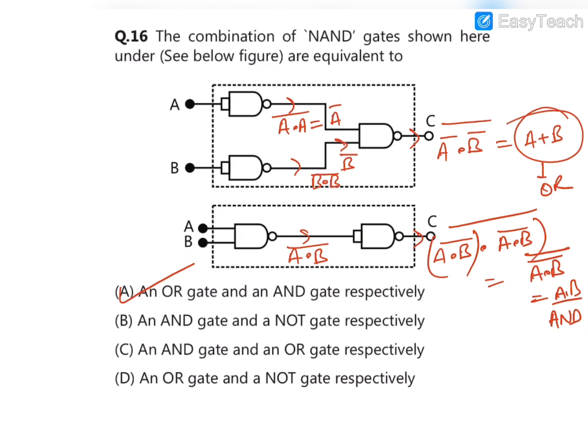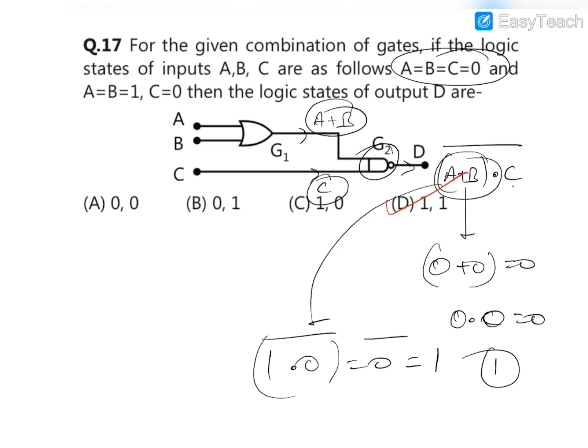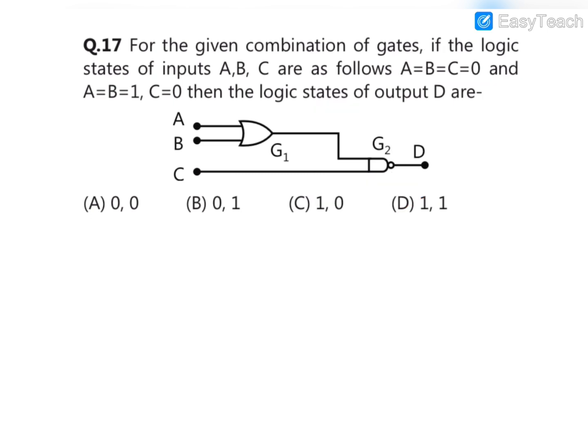Now let us move on to the next question. In this you can see that this is a combination of logic gates, and we have to find out the output of this logic gate for two cases. In the first case, A, B and C are equal to 0, and in the second case, A and B are equal to 1, while C is equal to 0.